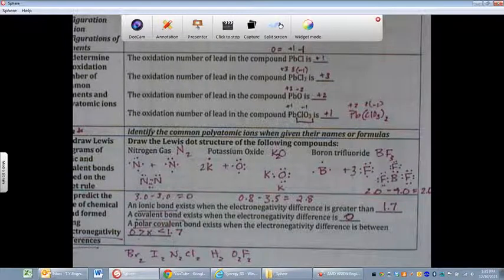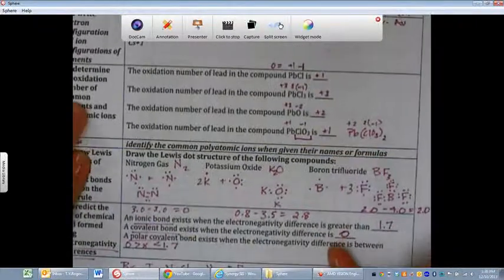Questions on electronegativity? Okay, next page.